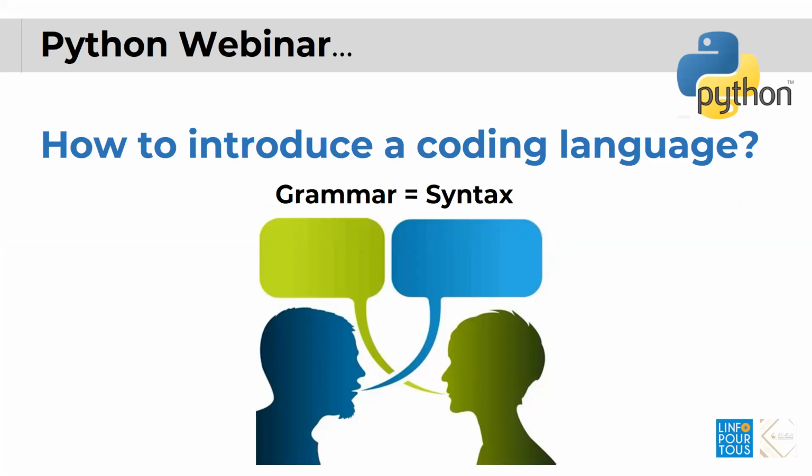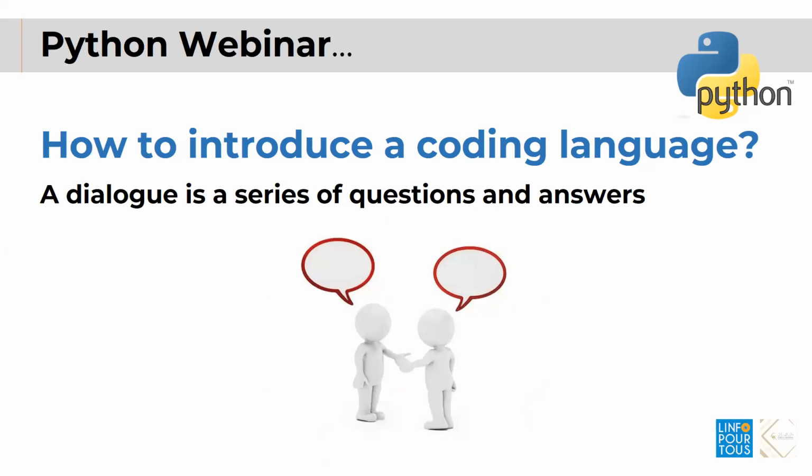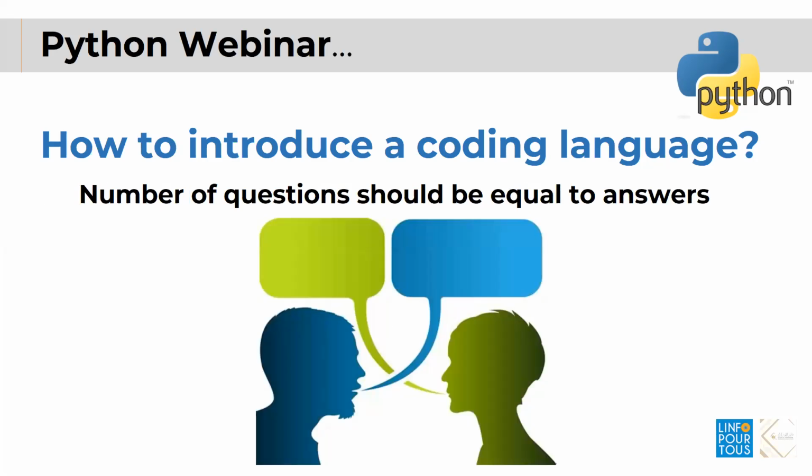And then you have to tell them that in the human language we use grammar, al-qawaid, and in a coding language, we use the word syntax. And syntax, I believe that we all know, is the way of writing commands in a coding language. After that, you will introduce what we call a dialogue. It's a series of questions and answers, okay? And the number of questions should be equal to the number of answers. Else it will not be a dialogue.